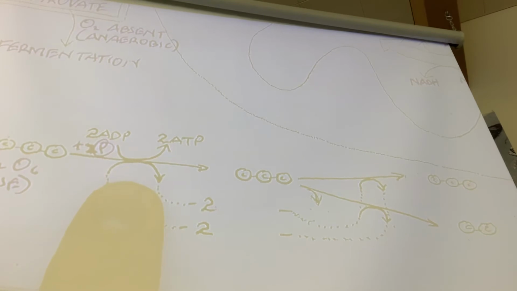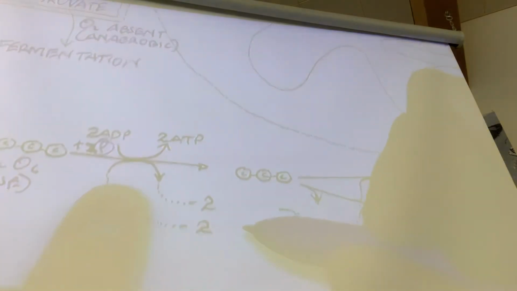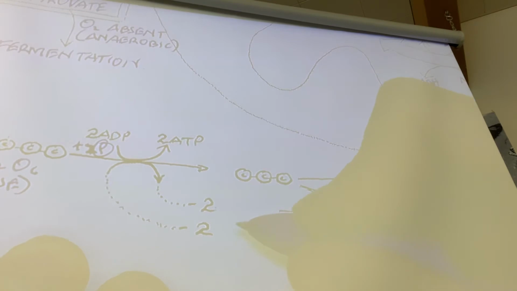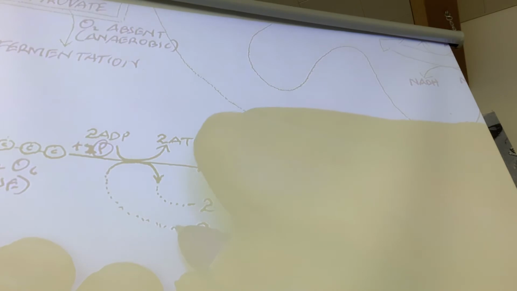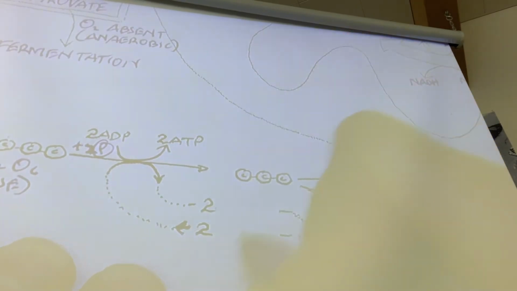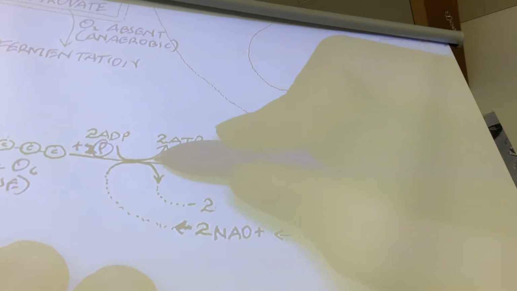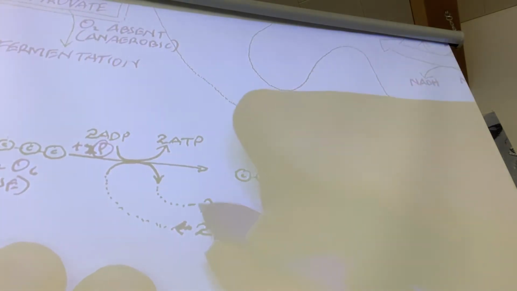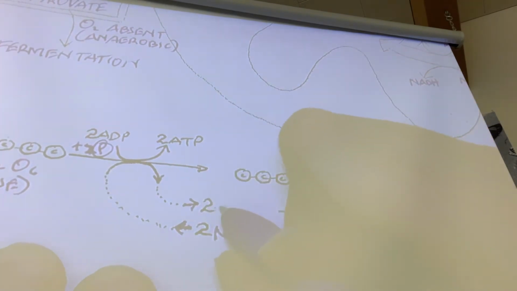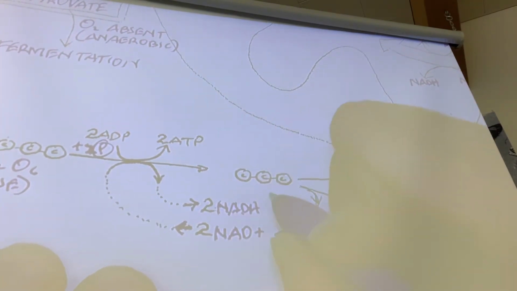But in order to do that, we have to use some NADH. So we're going to take NAD plus, and this is supposed to be an arrow, I realize. We're going to take 2 NAD pluses, and they are going to meet up here with this molecule, and we're going to create 2 NADHs. And we've got 2 pyruvate that we're making, right?